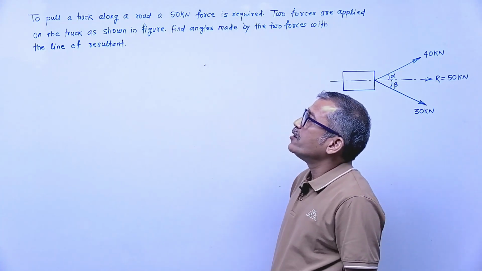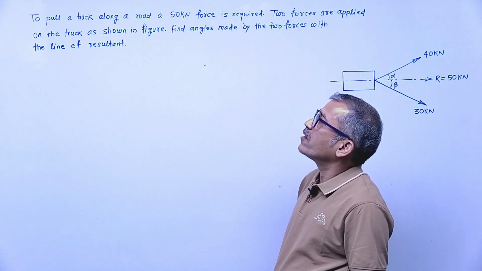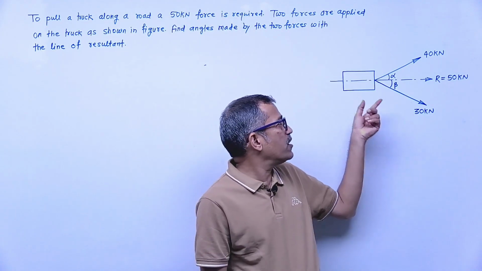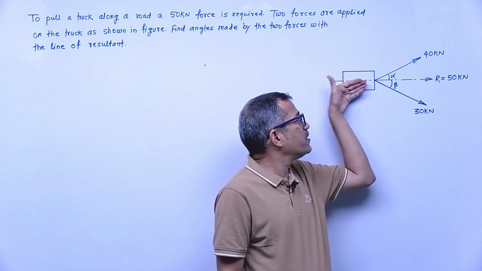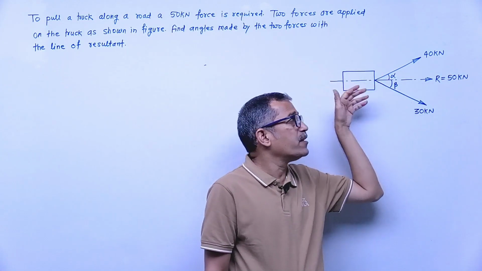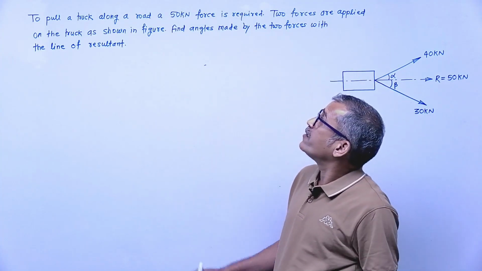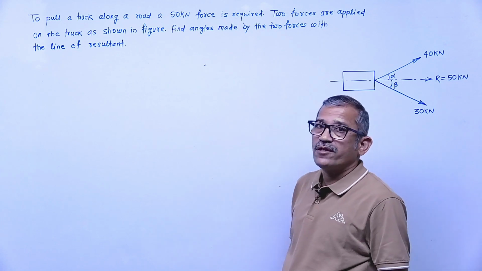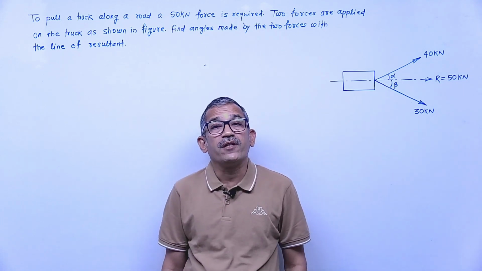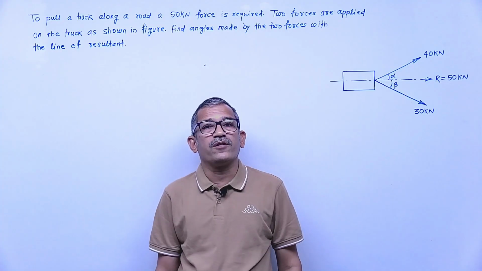Just check. To pull a truck along a road. Let's say this one is a truck, and this one is the direction of the road, right? So to pull the truck along a road, what is required? A 50 kilonewton force is required. Means this one must be a 50 kilonewton resultant force.